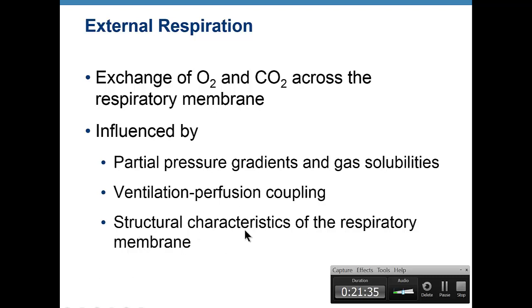And then structural characteristics of a membrane. If my membrane is full of water because I have pneumonia, if there's a lot of water on the alveolar side of the membrane, am I going to have good gas exchange? No. If I have a lot of mucus down in those airways, am I going to have good gas exchange? No. If I have blown alveoli, obviously not.